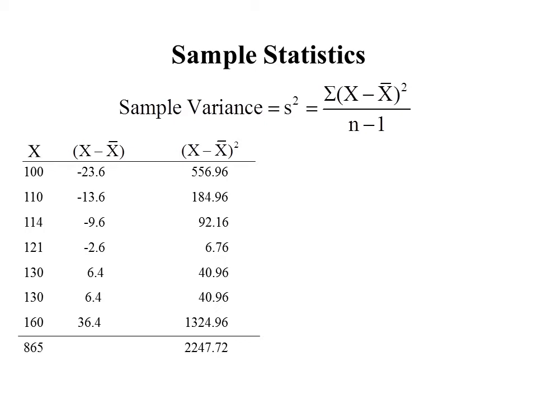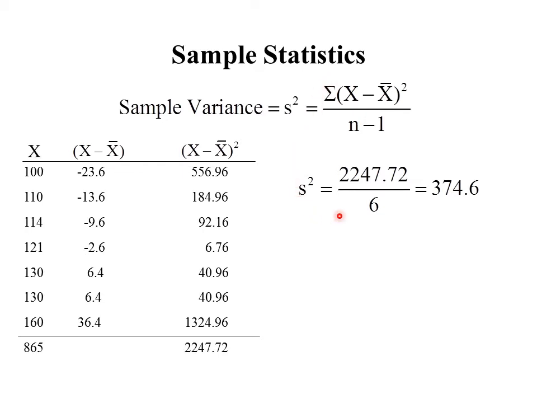Now some of these differences are positive and some are negative, but that's okay, because in the next step we're going to square each one of those differences. So we square the negative 23.6 to get a positive 556. We square the negative 13.6 to get a positive 184. And we go on down the list, squaring each one of those values. So these numbers are x minus x bar, squared, in this formula. Then we need to add all those up, and we get 22,247. So that's the value of our numerator in our formula.